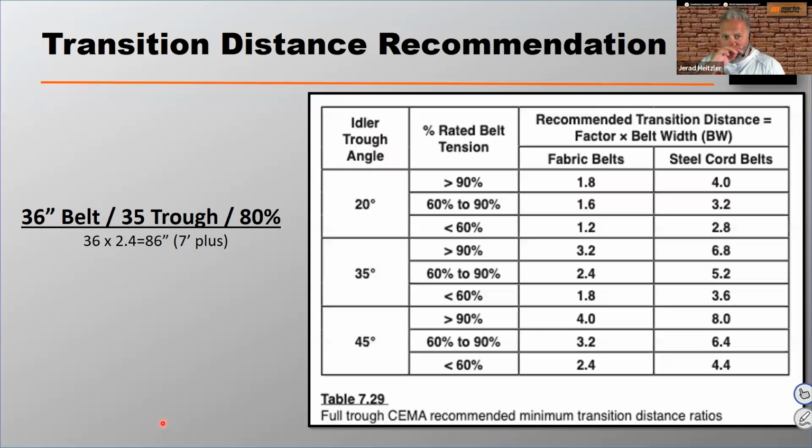I worked up an example for you on a 36-inch belt that's troughed to a 35-degree angle. That's at 80% stretch. You would take 36 times 2.4, because 2.4 is the factor that they tell you to multiply the belt width times. That's going to give you a need of a little more than 7 foot of transition distance. So what they're saying is that the distance from the first fully troughed idler to the tail pulley should be more than 7 foot. And a lot of conveyors don't have that.